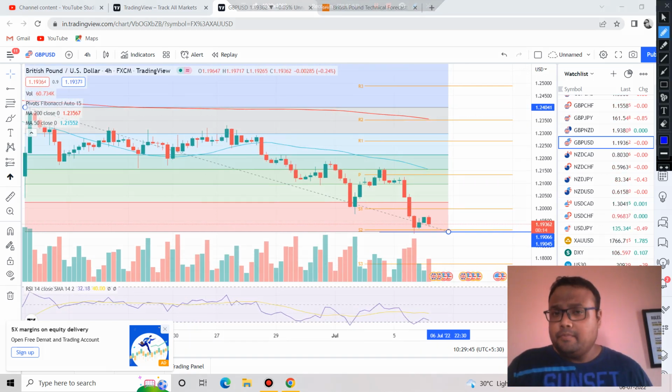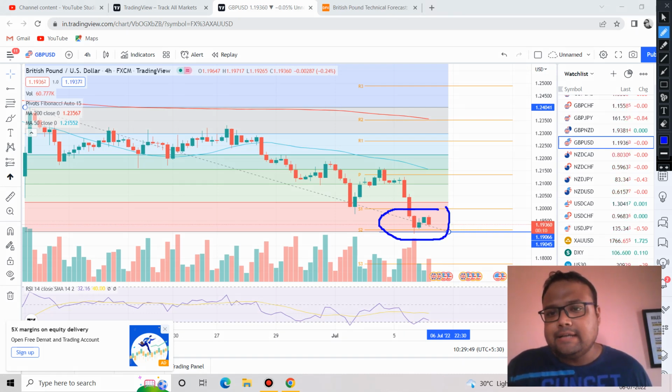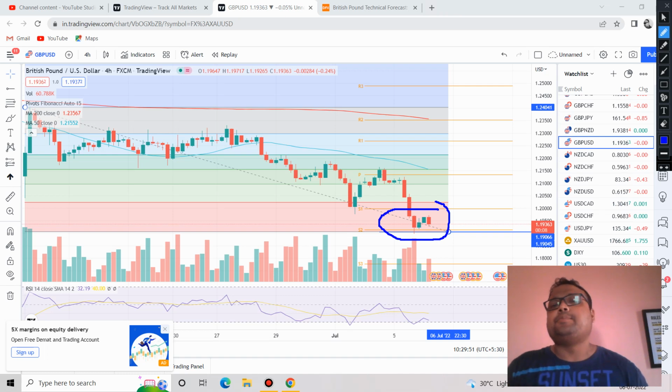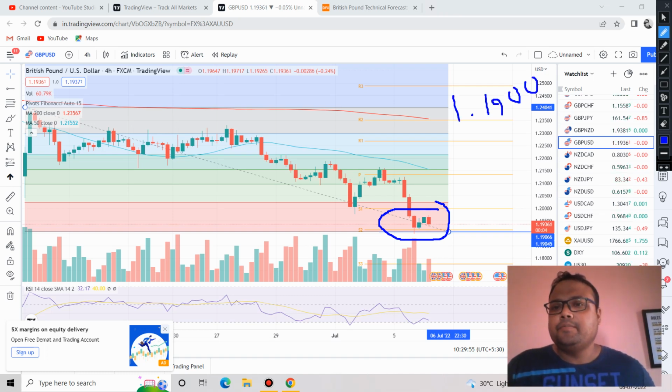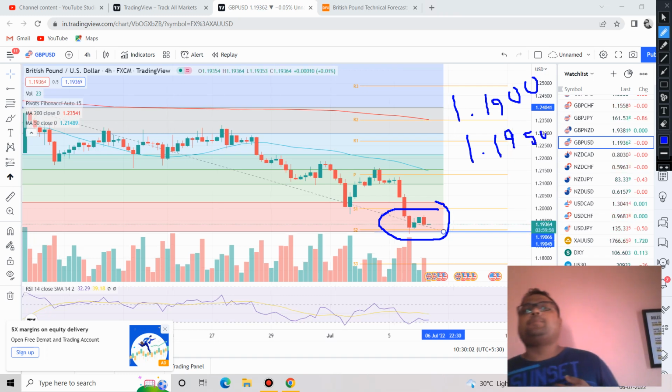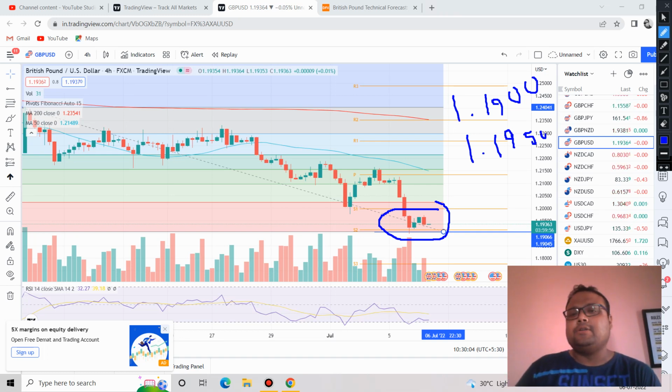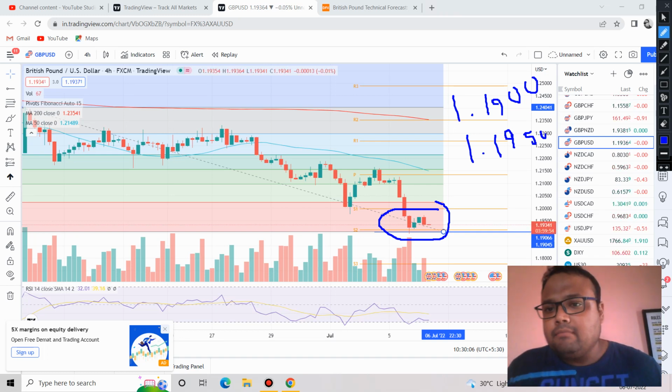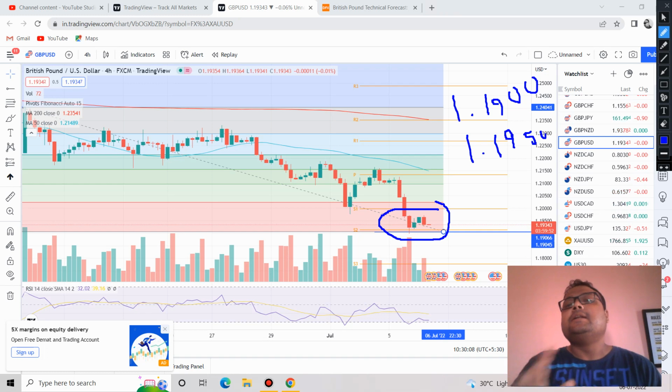So if you have already taken a buy position around this level, because this has been a key support level, 1.1900 to 1.1950, you can say. I told you about 1.1920, 1.1950, but you can see that the support level is still not gone yet. The support level is still valid, and GBPUSD is somehow trying to survive here.